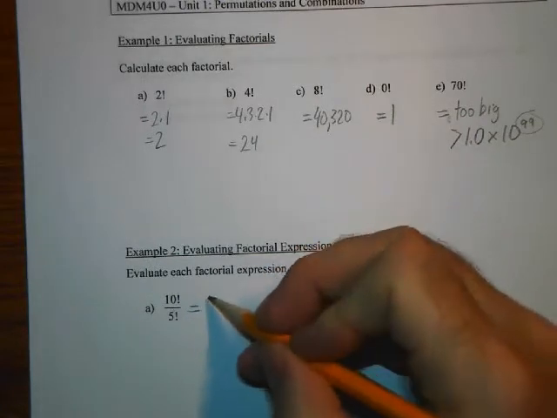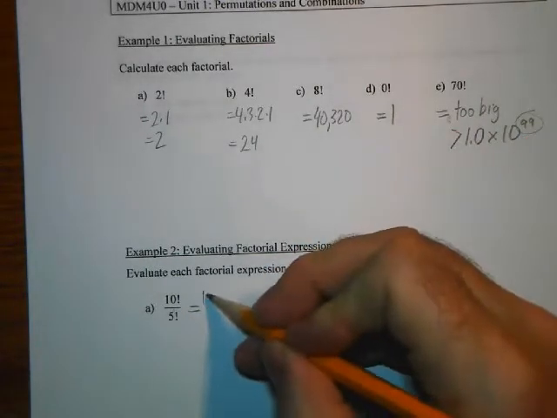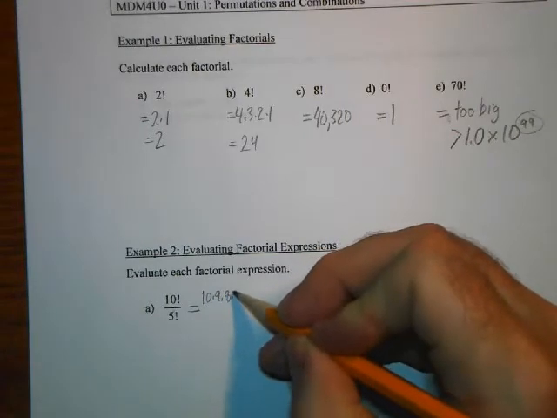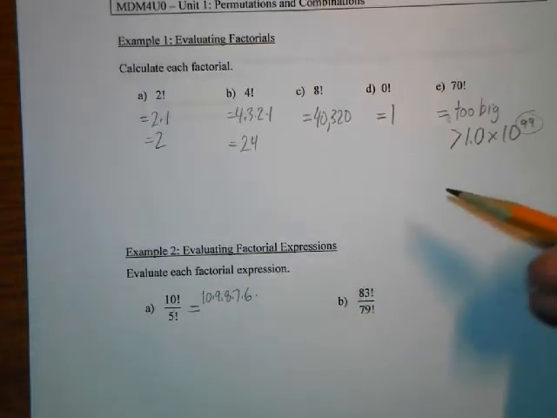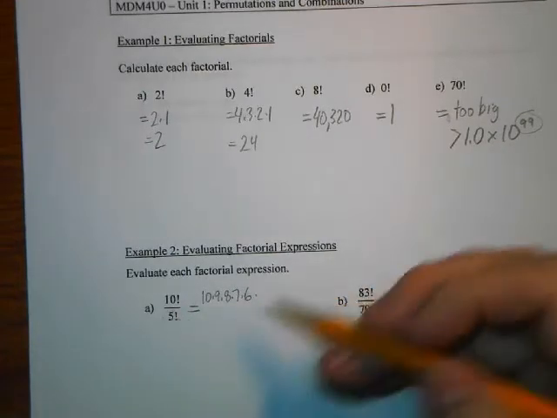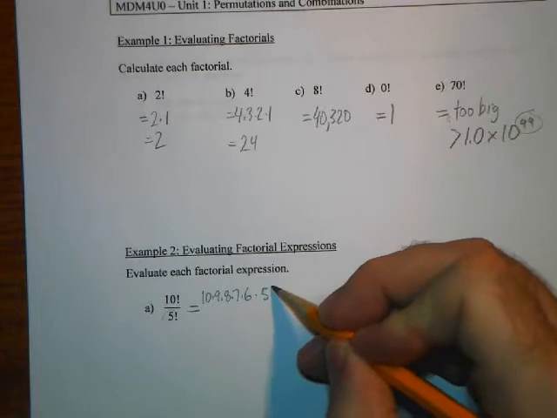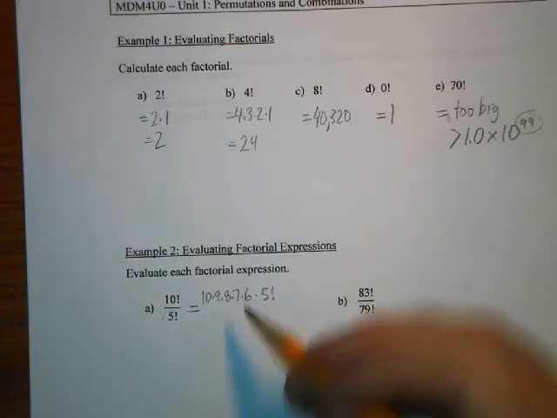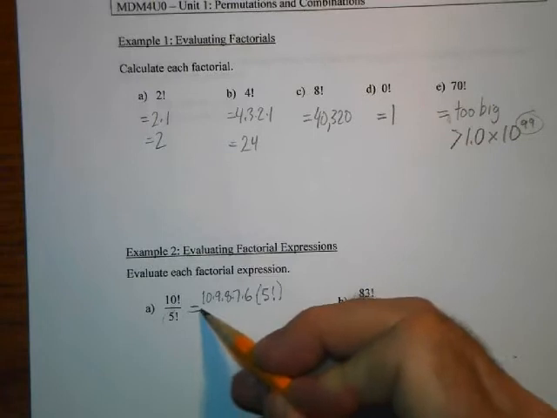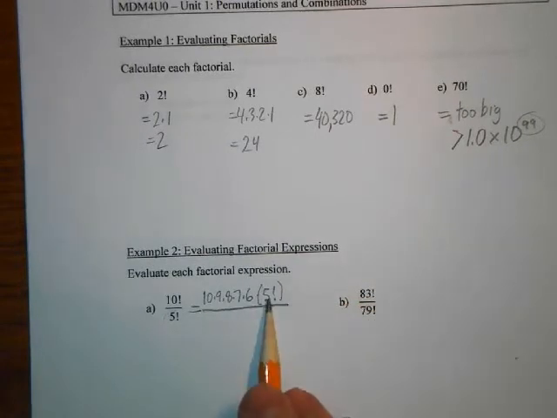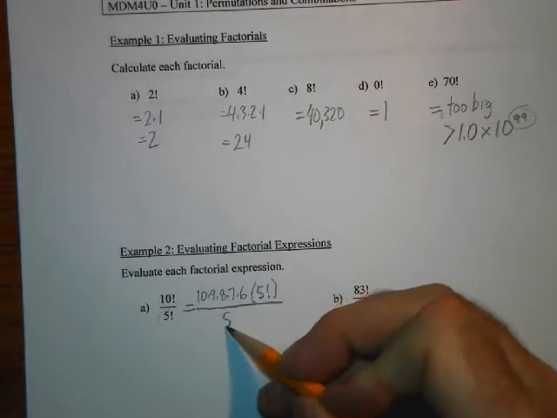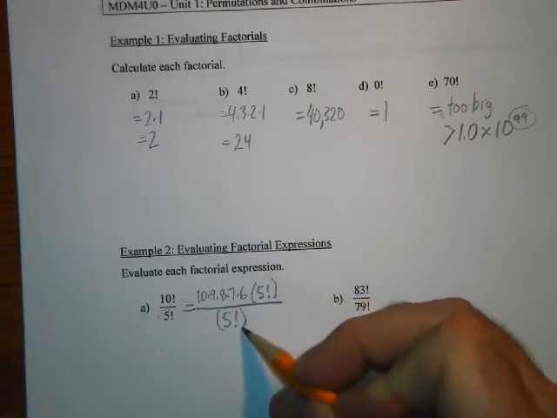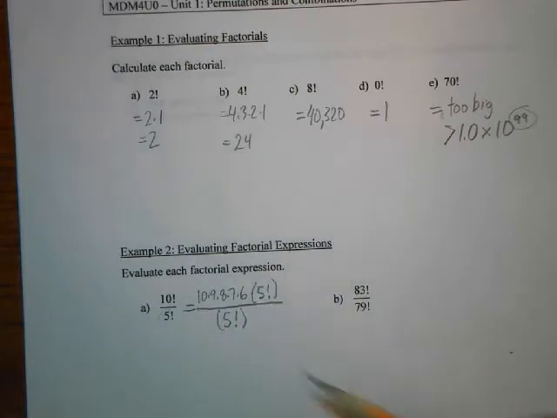So 10 factorial is 10 times 9 times 8 times 7 times 6, and then I multiply that by 5 times 4 times 3 times 2 times 1, which is really just 5 factorial. So I can basically shorten everything else. I'll put it in brackets here. Just shorten the 5 times 4 times 3 times 2 times 1 into 5 factorial. Then on the bottom I've got 5 factorial. And these are just multiplications, just condensed multiplications.